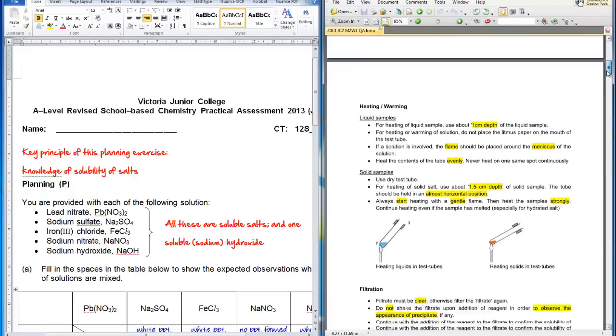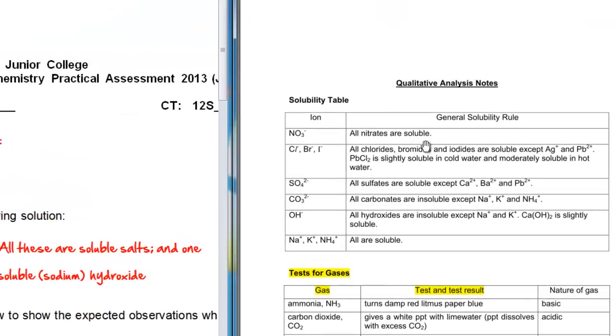If you turn to page 3, you should be able to find this solubility table here. This solubility table is very important, so I really urge you to memorize it for your theory paper, because in the A-level exam, we won't give you this table, so it's good to commit it to memory.